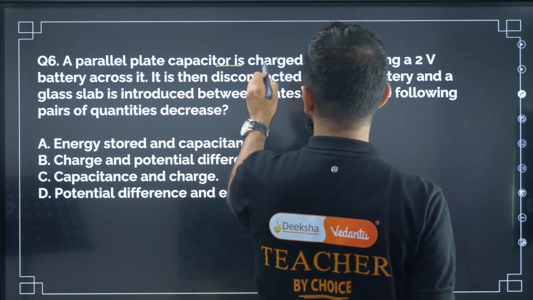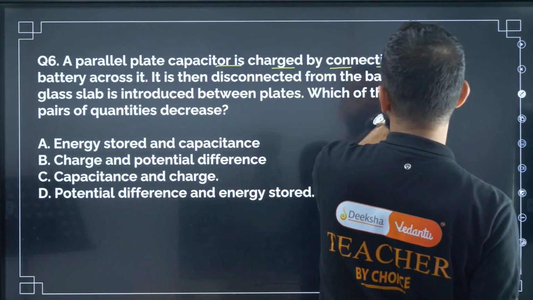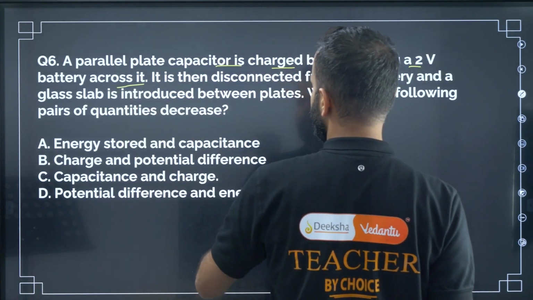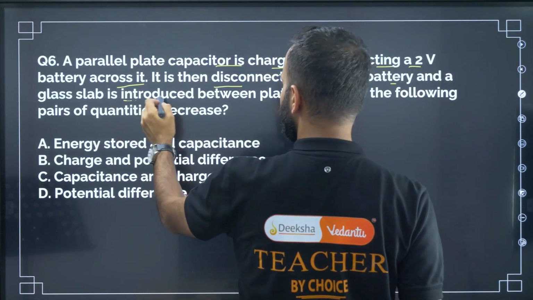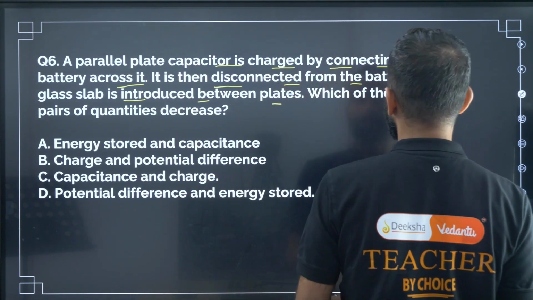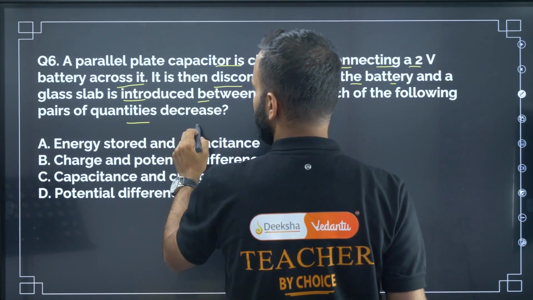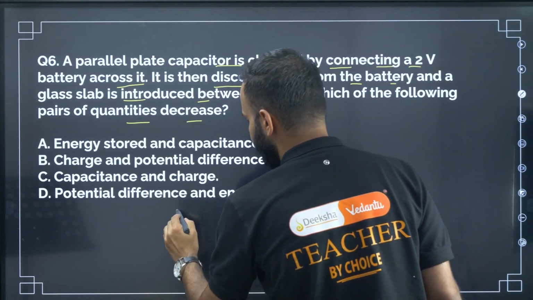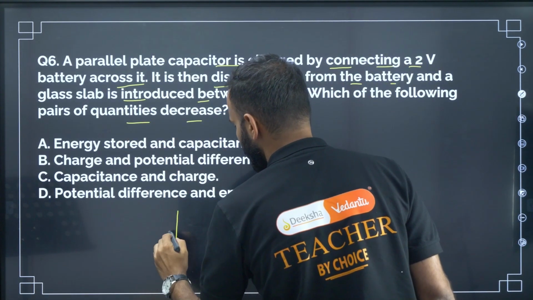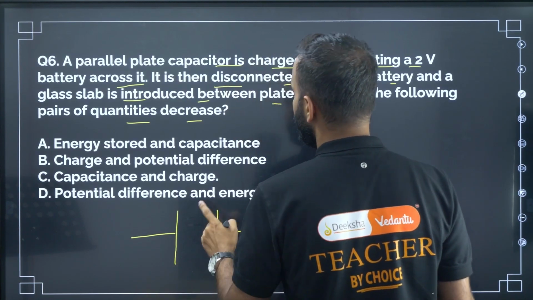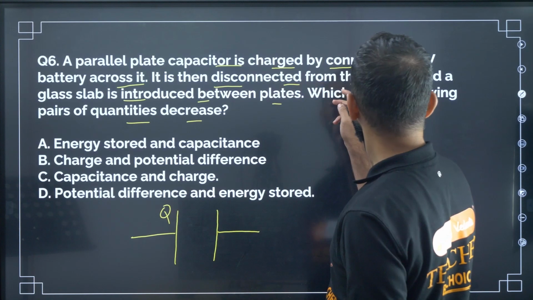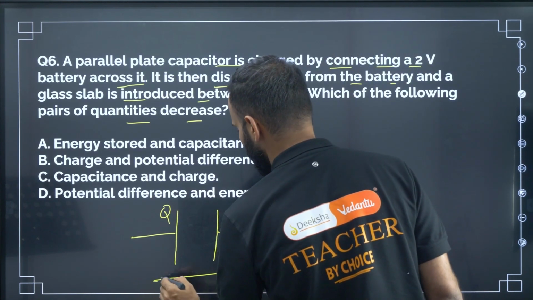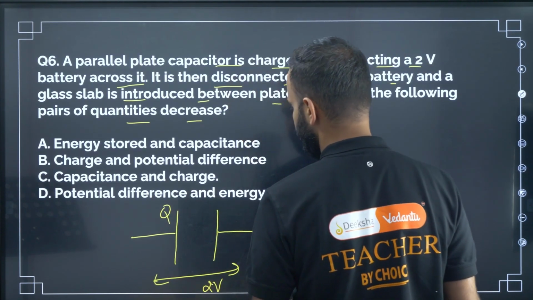A parallel plate capacitor is charged by connecting a 2-volt battery across it. It is then disconnected from the battery and a glass slab is introduced between the plates. Which of the following pairs of quantities decrease? Okay, so this is the parallel plate capacitor. Now it is charged by applying the potential difference of 2 volt, right? 2 volt.